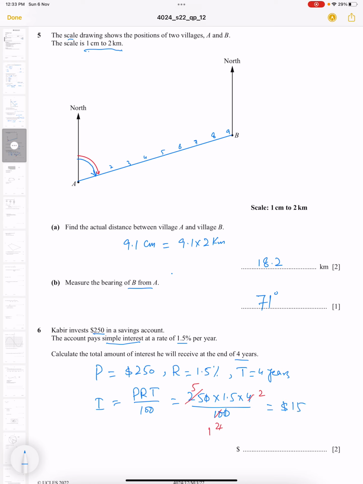This is what we have to find out. The total amount of interest is $15. The dollar sign is already mentioned there, so you have no need to put dollars because the dollar sign is already here.